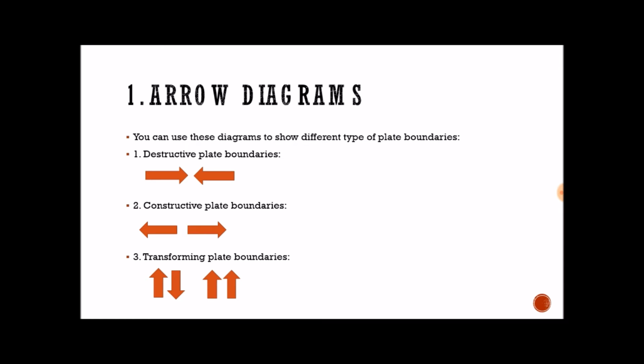Third, transform plate boundaries. In this case, I have shown two arrows parallel to each other, pointing in the same direction or in the opposite direction. So in this way, you can remember that in transform plate boundaries, the plates are sliding past each other, either in the same direction or in the opposite direction. And so you can easily remember all types of plate movements, and so you won't lose marks on this topic.